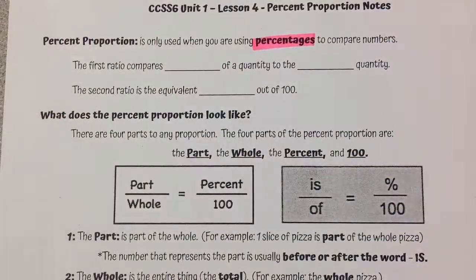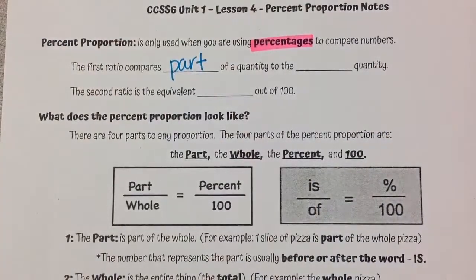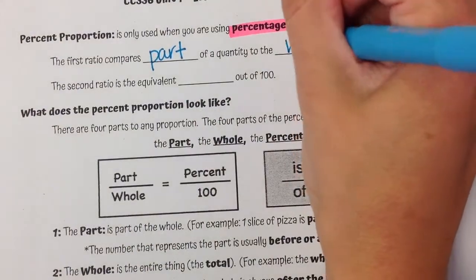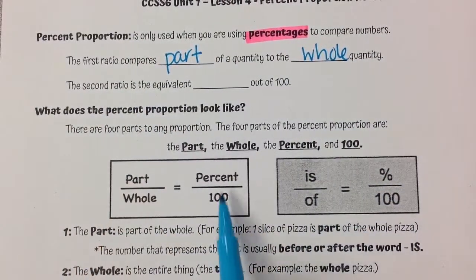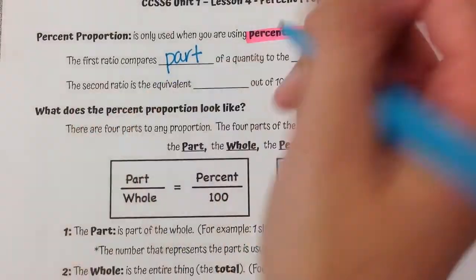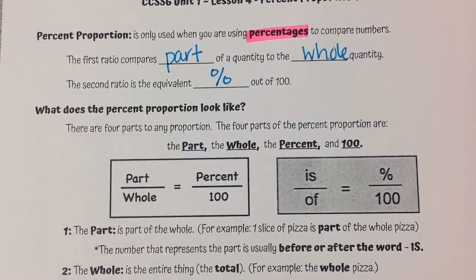The first ratio compares part of a quantity to the whole quantity. So part to the whole. The second ratio is the equivalent percent out of 100.